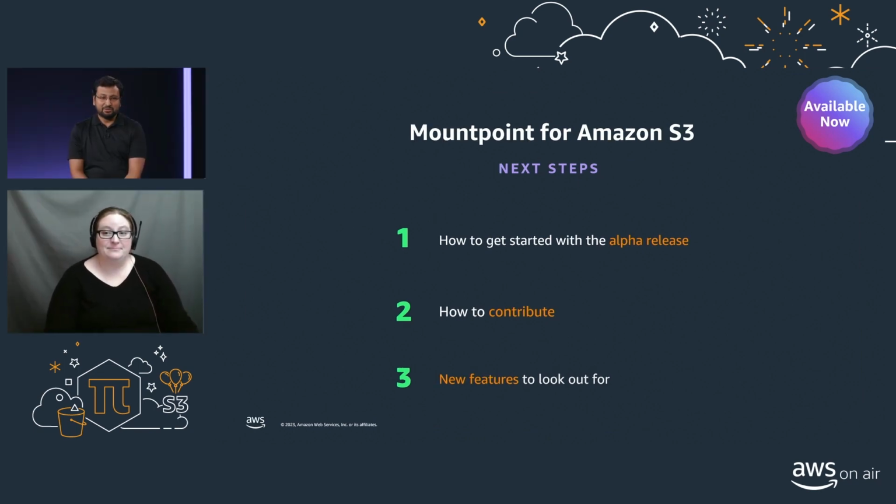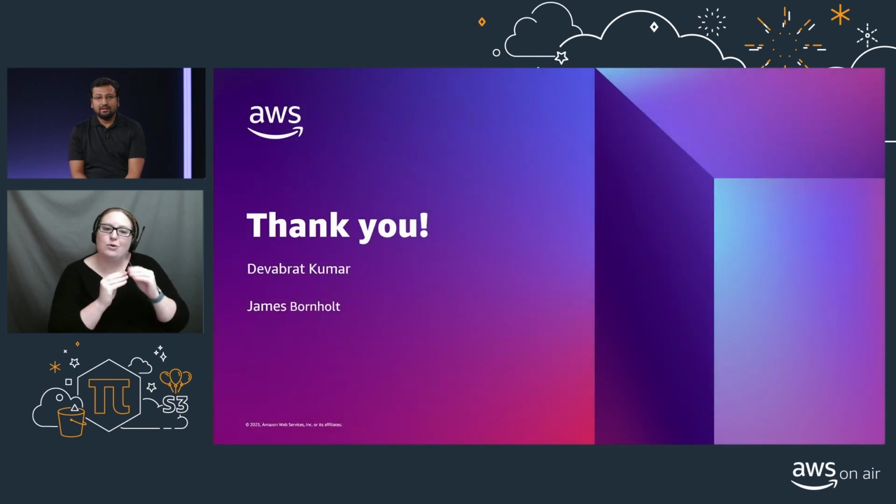Thanks for the helpful demo, James. We're announcing an alpha release of Mount Point for Amazon S3 today, and the code is available on GitHub. We are making the alpha release available to collect feedback early and incorporate your input into the design and implementation. We welcome your contributions and your feedback on our roadmap, which outlines the plan for adding additional features to Mount Point for Amazon S3. This concludes our session on accessing data lakes in Amazon S3 using open source projects.